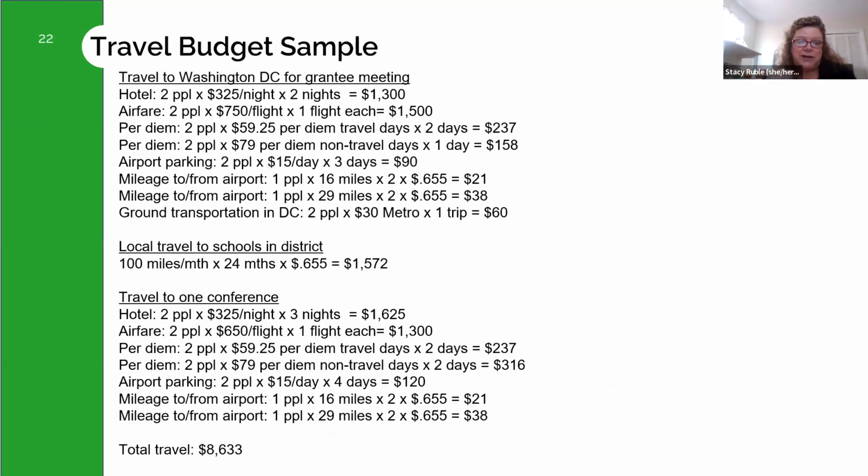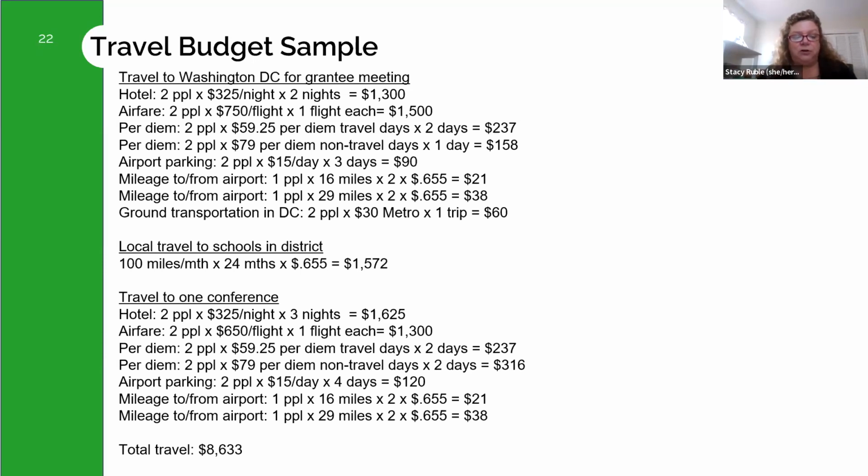So you'll see with the budget, it really, really has to be detailed. They have to be able to show hotel, airfare, per diem, airport. In this example, I have them parking at the airport. You could also, and then I have mileage to and from the airport. And then in DC, they're doing ground transportation. So I came up with $30 for Metro, and that would be for one trip. You'll see I say we're going to send two people, and then all the calculations for each of those. And when you're doing these kinds of calculations, you want to double check your math multiple times. I sometimes will still find math errors after I think I've checked it multiple times.